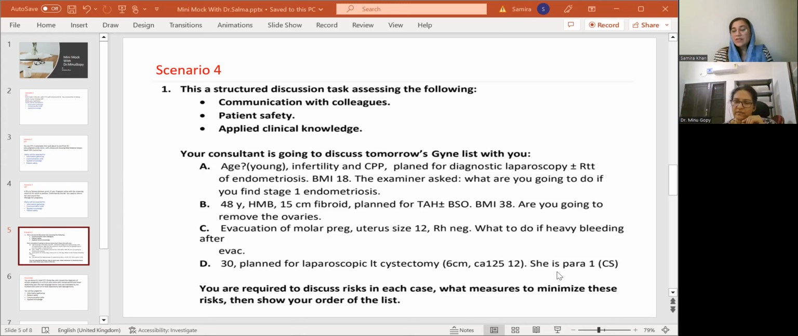She has a previous cesarean section, so she has a risk factor. So you already talked about alternative techniques, what you will do. Yeah, that is fine. You prioritize according to the bleeding and according to the day case or not day case.